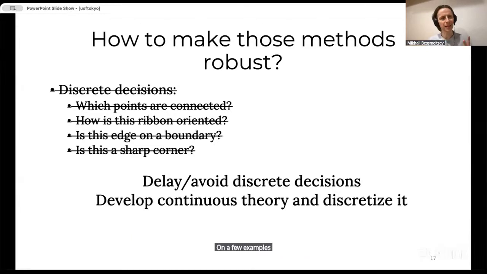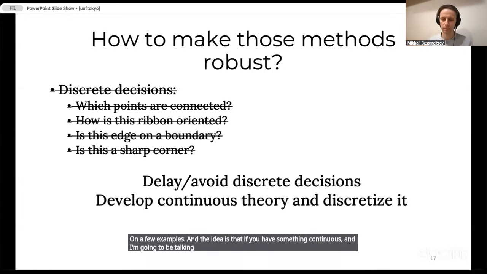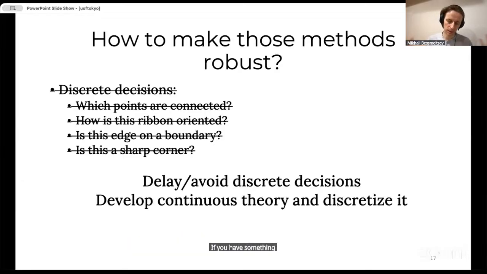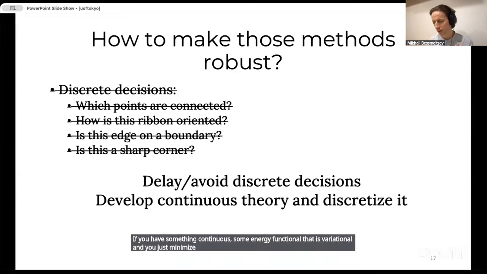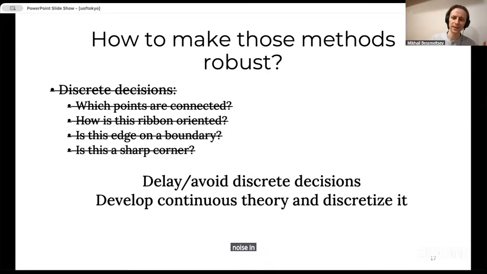And the idea is that if you have something continuous, and I'm going to be mentioning some math behind it, if you have some energy functional that is variational, and you just minimize it and discretize it, it turns out there's some robustness that is baked into this process that doesn't care about your noise in the input or maybe sparsity. It somehow is more robust to this.